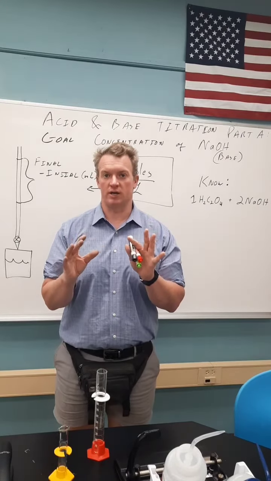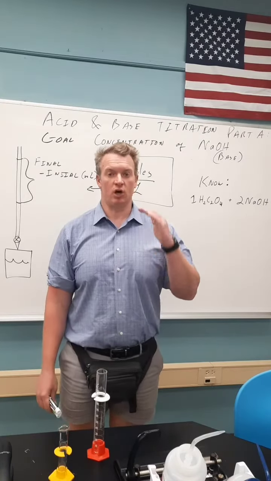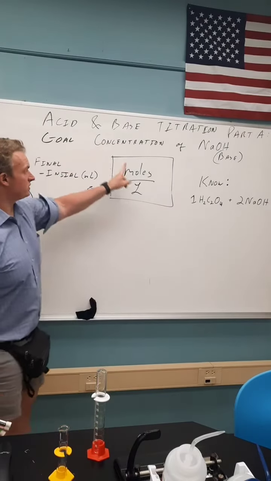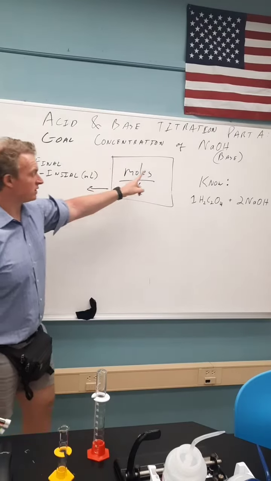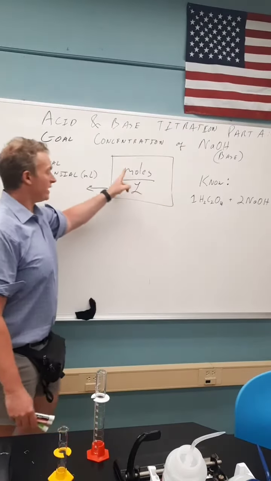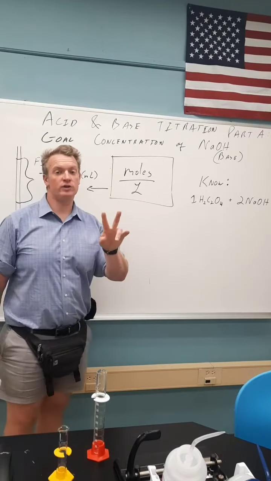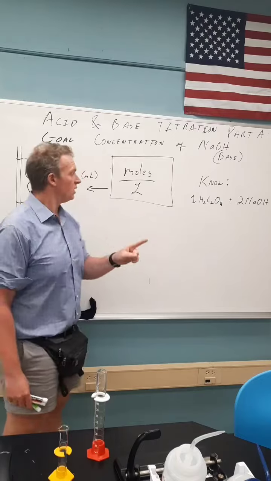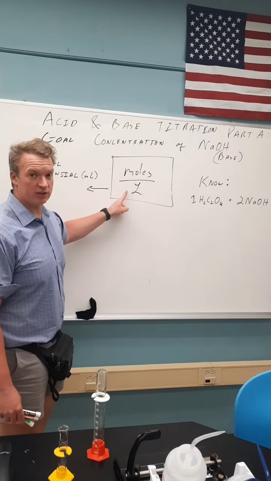For part A of the acid-base titration, our goal is to calculate the molarity of the sodium hydroxide, the base, solution. Now the units, molarity, are moles over liters. If our goal is to get the molarity of the base, sodium hydroxide, we have two units, moles and liters. We need two calculations, two instruments, two measurements. One to calculate the numerator and another one to calculate the denominator.